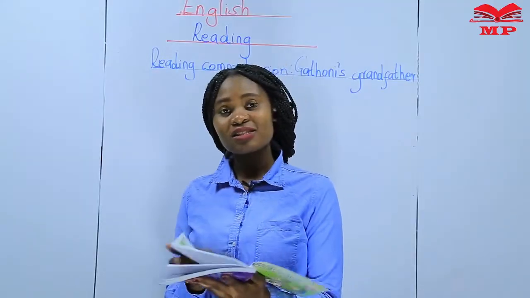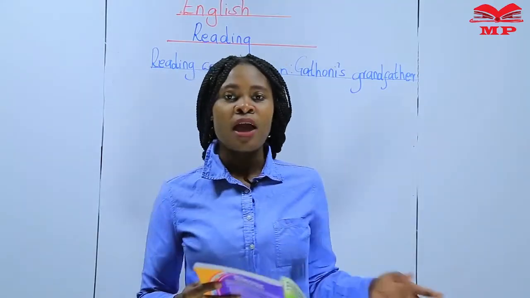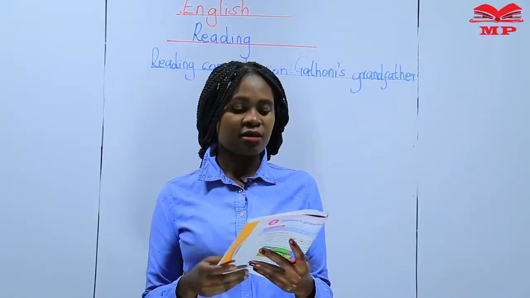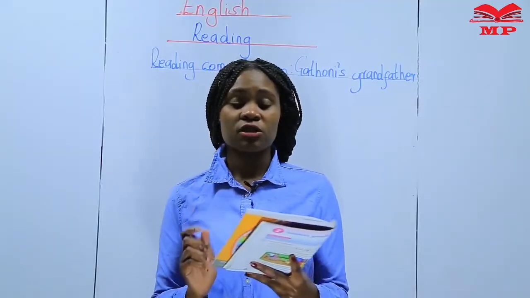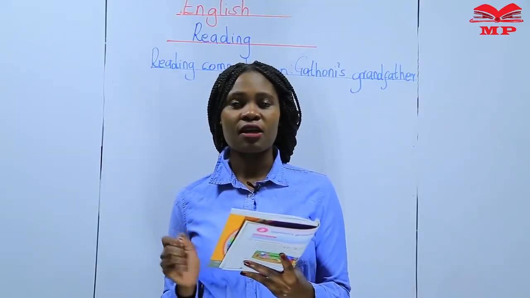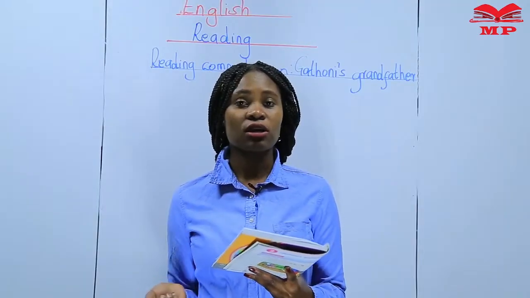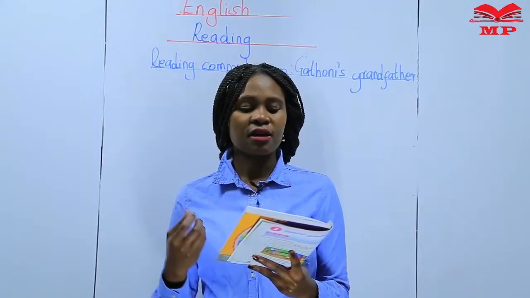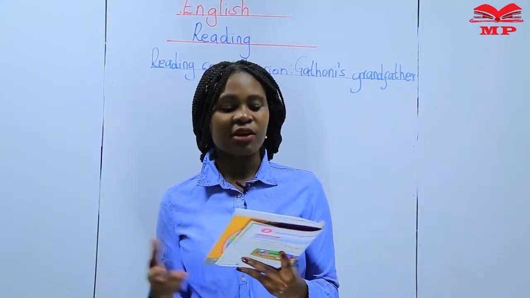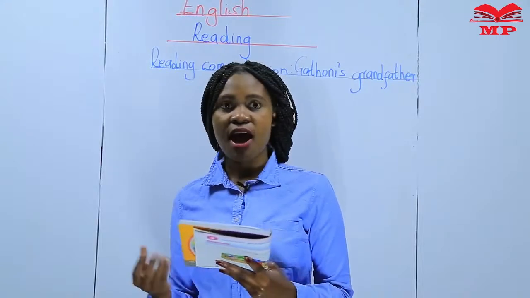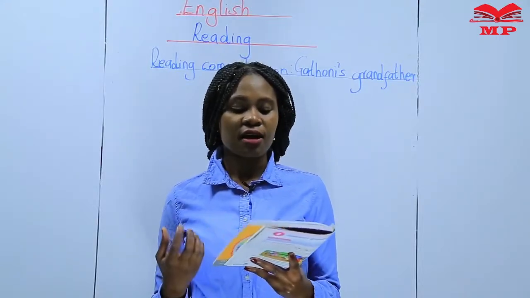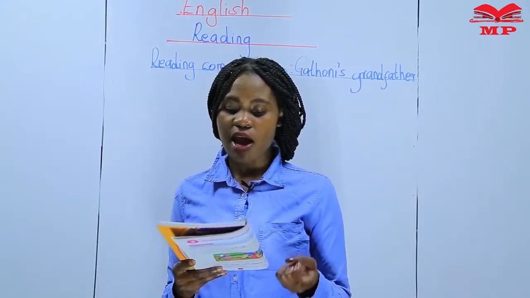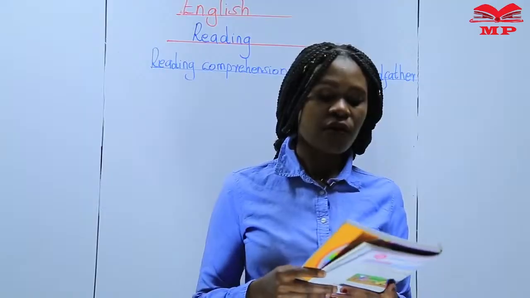So I'm going to read the story once more as we learn more about a few concepts that are arising from the story. Now, the title of the story is Gathoni's grandfather. Therefore, we are going to learn more about Gathoni's grandfather. So, Gathoni came from a large family. She had many brothers, sisters, uncles, aunts, and cousins. However, in school, Gathoni used to hear her friends talking about their grandparents.